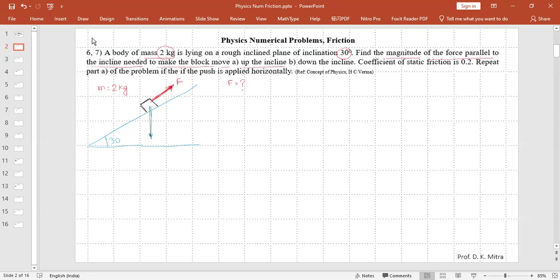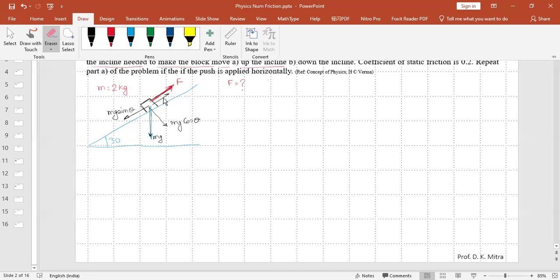This is the line of force mg, and mg has a component perpendicular to the incline, which is mg cos theta. It has a force parallel to the incline downward, which is mg sin theta. And since we are trying to pull it upward, this force will be downward.